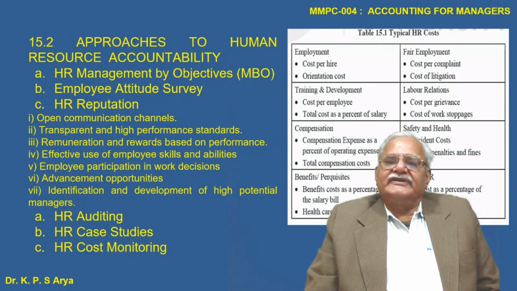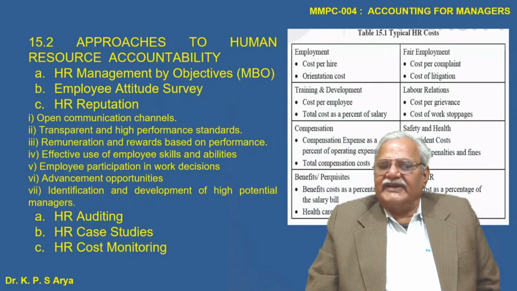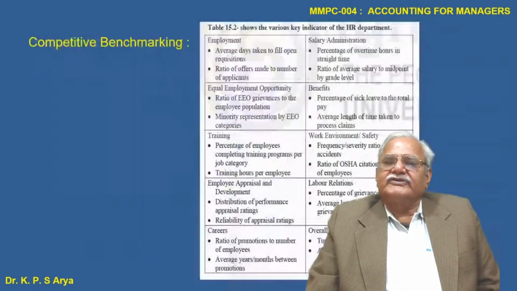Typical HR costs are employment cost per hour, per hire, orientation cost, fair employment cost per complaint and cost for litigation, training and development cost for employee, total cost as a percent of salary. Labor relations: cost for grievance, cost of work stoppage. Compensation: compensation expense as a percentage of operating expense, total compensation cost. Safety and health: accident cost and cost of penalties and fines. Benefits and perquisites: benefit cost as a percentage of the salary bill, healthcare cost for employee, overall HR cost as a percentage of operating expenses, turnover cost.